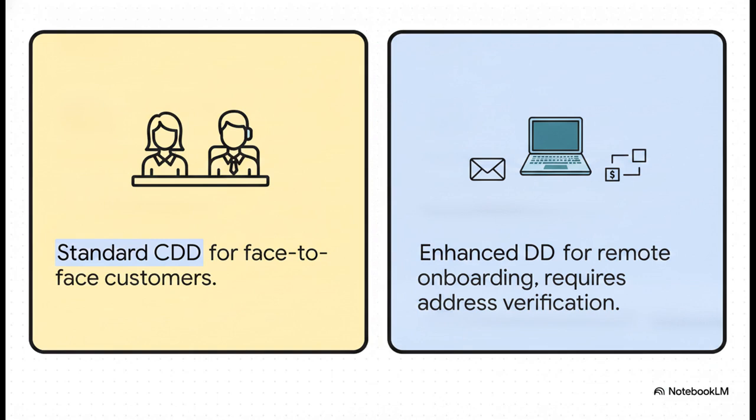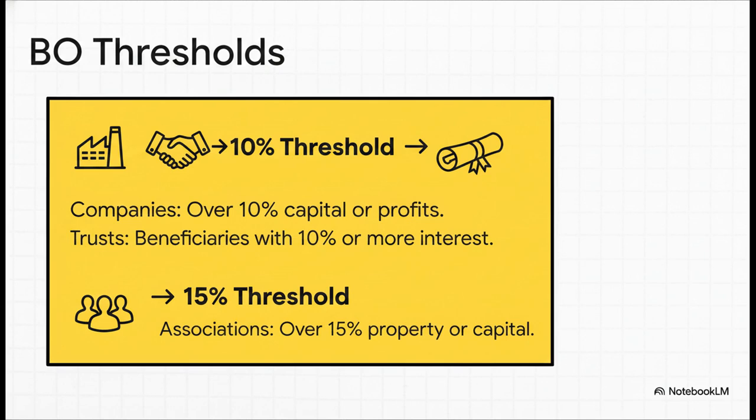This means verifying the current address through positive confirmation, like a welcome letter or contact point verification, and ensuring the very first transaction comes from an existing KYC-complied bank account belonging to that customer. But what about finding those beneficial owners?